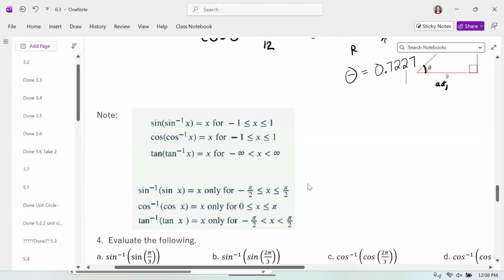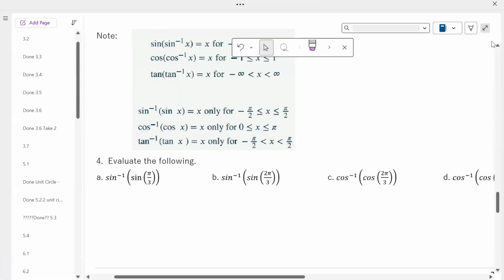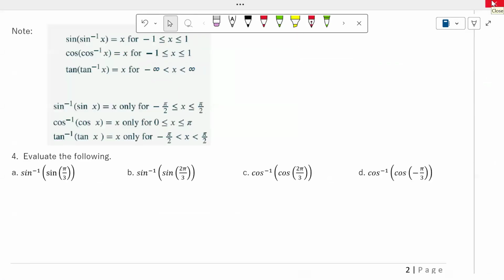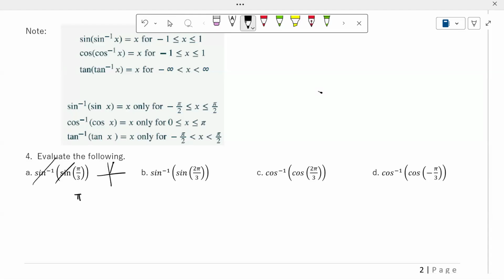Now we can evaluate more trig inverses. Okay, so we'll do these now. This is example 4. Pi/3, I know is here. That is an allowed angle, so these do negate each other, and our answer is pi/3. This one, sine of 2pi/3, well, that's right here. That sine value is √3/2.